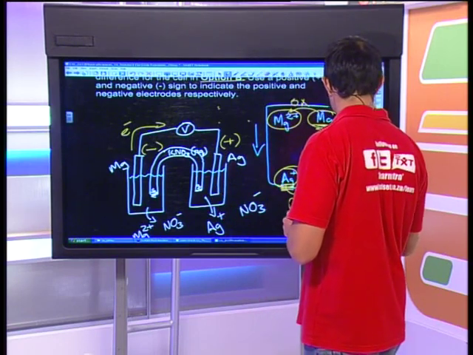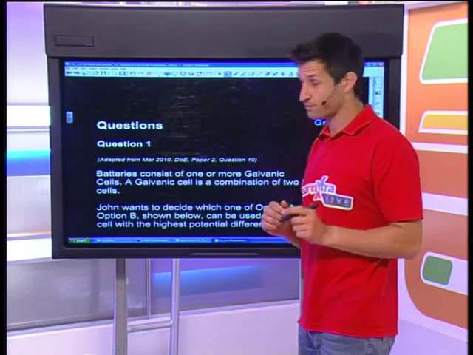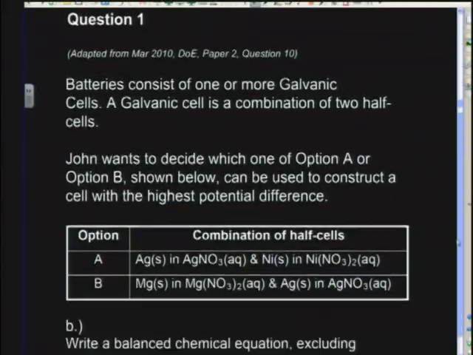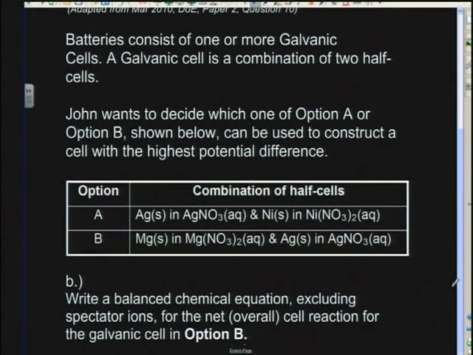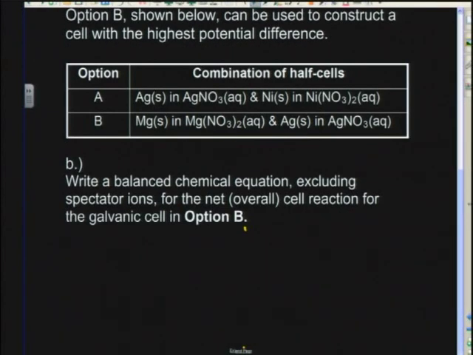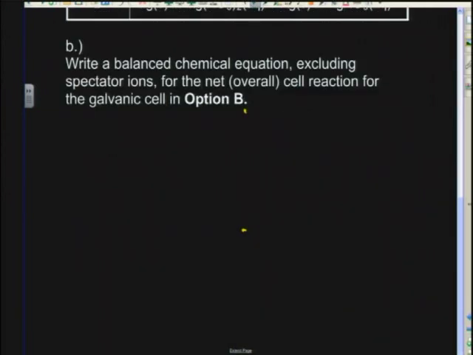So let's start taking a look at some of the voltages now. Now, John's decided that he wants to figure out which one is going to be doing this. So we've got to write down a balanced chemical equation excluding spectator ions for the net overall cell reaction for the galvanic cell in option B. Now, guys, I'm actually going to slow it down a little bit. I want you to work ahead of me.